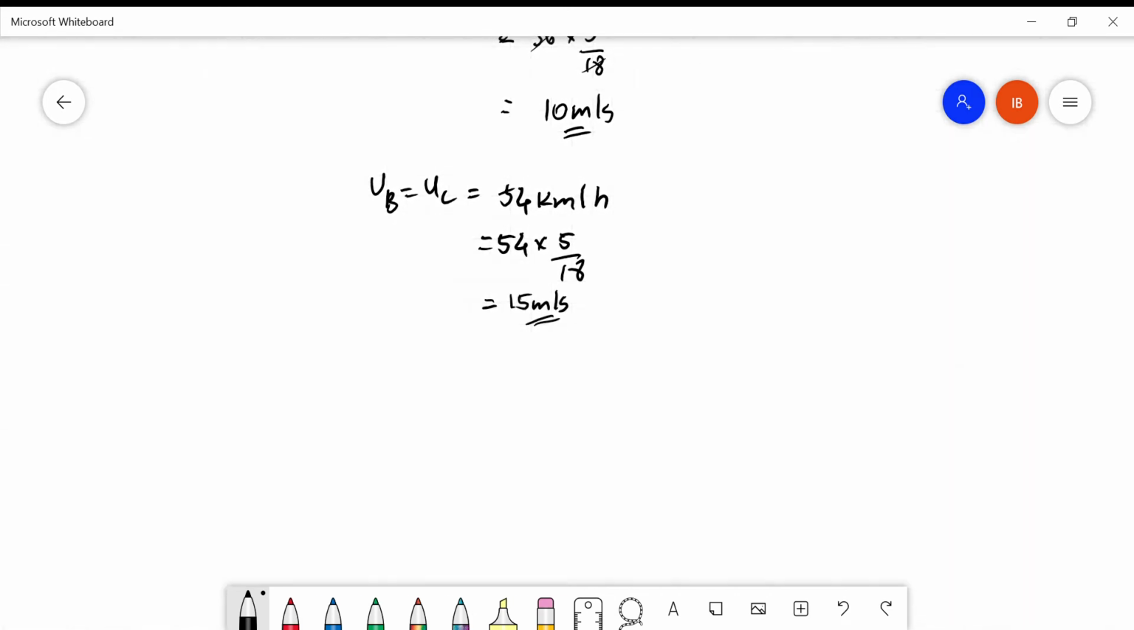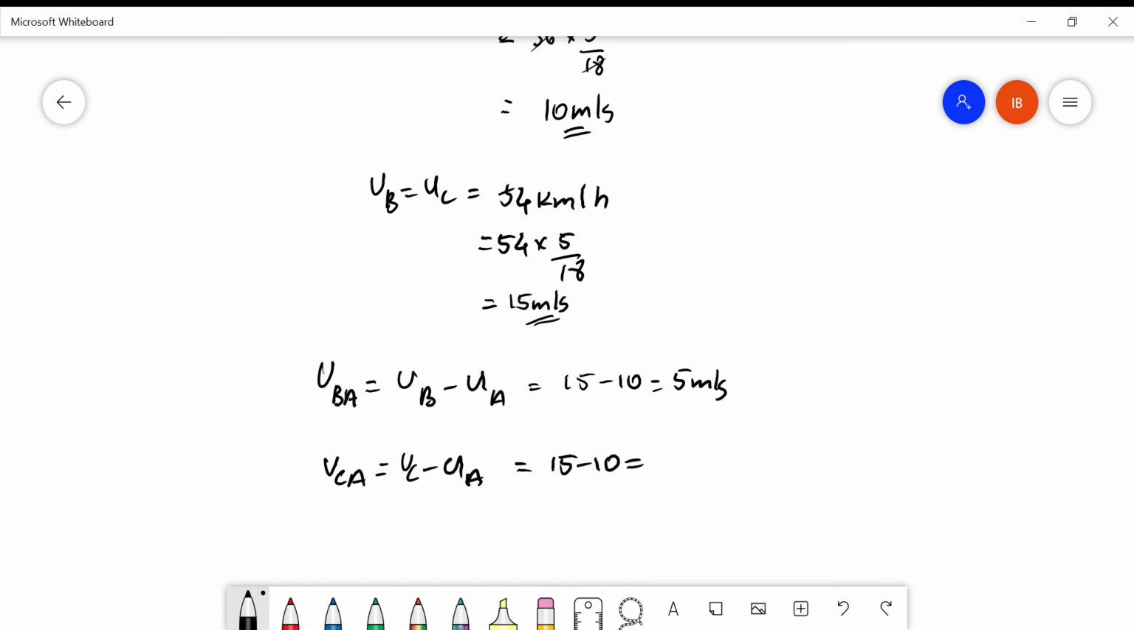Now we have to find the relative velocity of car B with respect to A. For relative velocity, we have U of B with respect to A, which is UB minus UA, which is equal to 15 minus 10, that is 5 meter per second. Now, speed of C with respect to A, which is UC minus UA, which is again 15 minus 10, that is 5 meter per second.